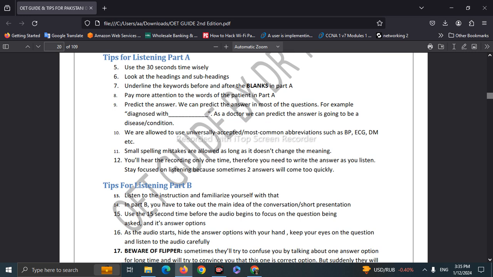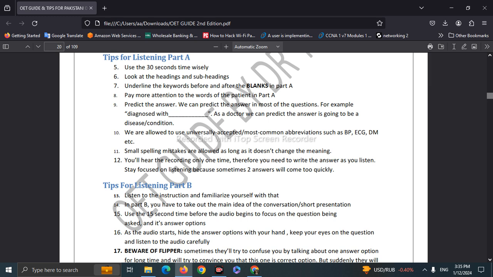Small spelling mistakes are allowed in listening as they don't change the meaning, but it is not allowed in reading. We will discuss that later. As per the instructions, you hear the recording only once, so it's very important to stay focused.